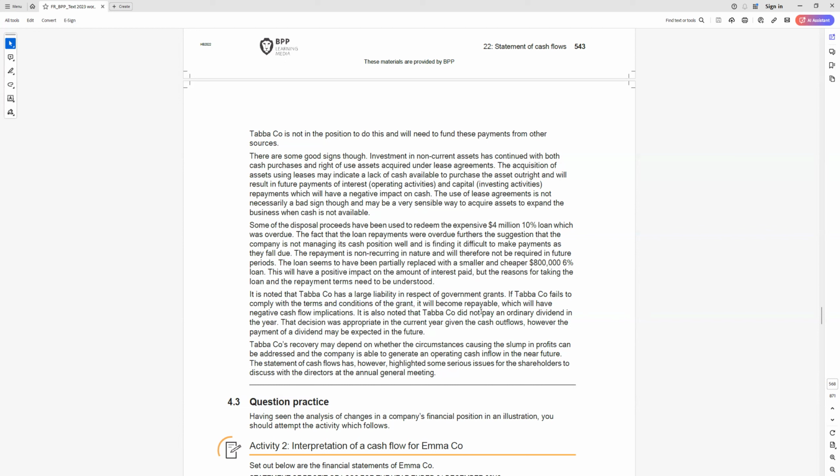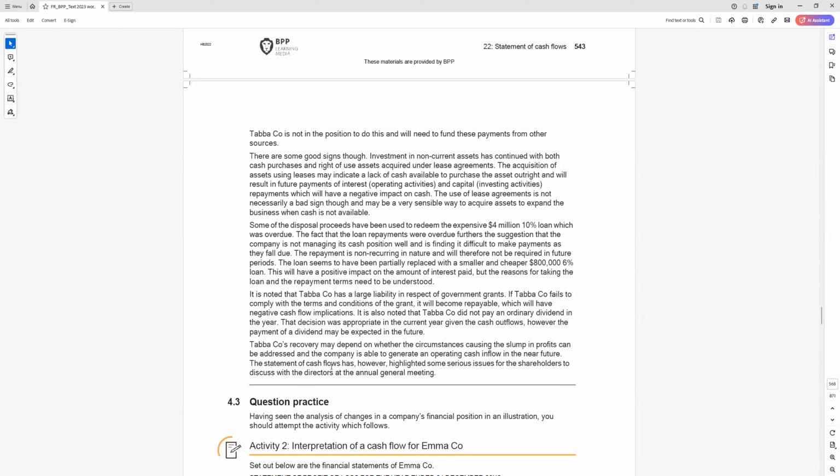That decision was appropriate in the current year given the cash outflow. However, the payment of a dividend may be expected in the future because all the shareholders will be upset if they don't get the dividend. T company's recovery may depend on whether the circumstances causing the slump in profit can be addressed and the company is able to generate an operating cash inflow in the near future.